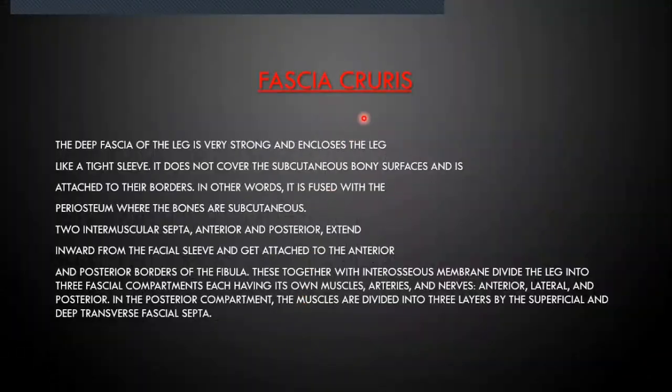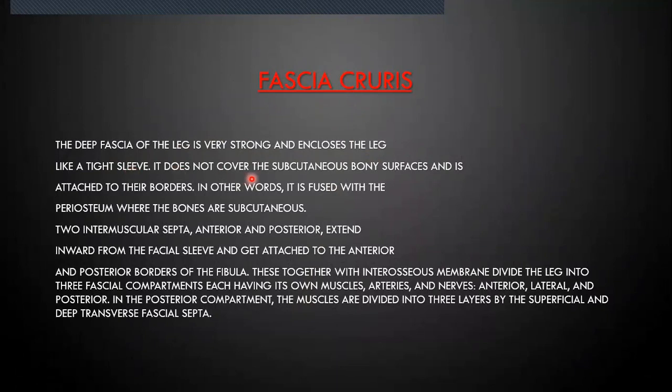So, the anterior compartment, the fascia cruris. Now, the deep fascia of the leg is very strong and encloses the leg like a tight sleeve. Remember, the deep fascia of the thigh is known as the fascia lata, but the deep fascia of the leg is the fascia cruris. The leg refers to the part of the lower limb between your knee and ankle.